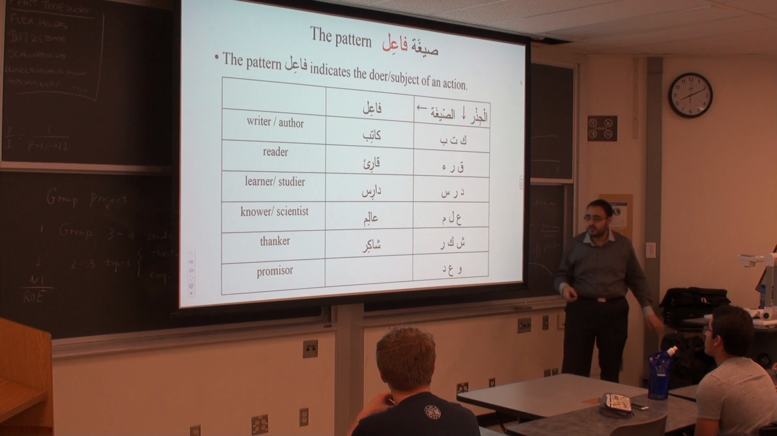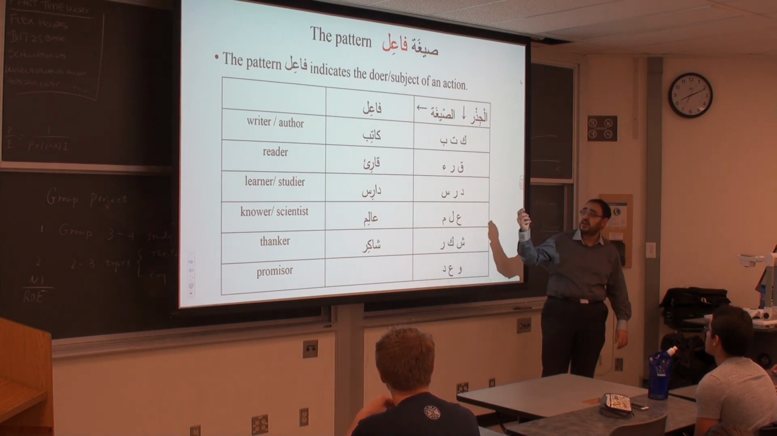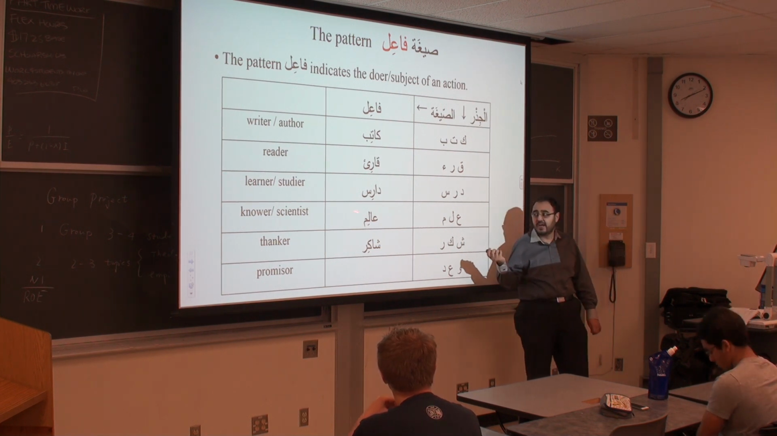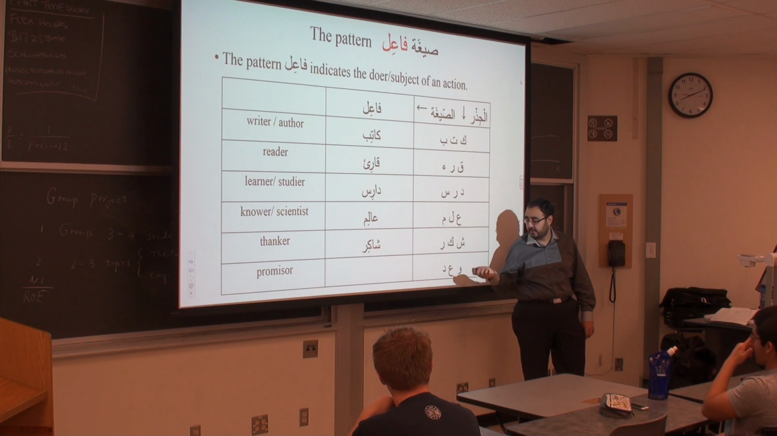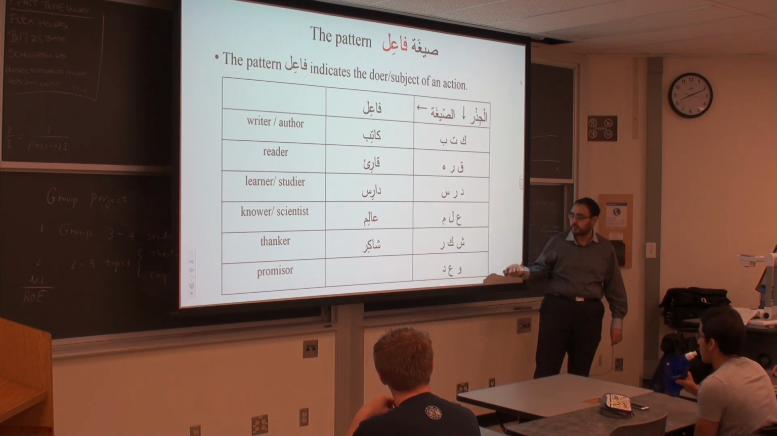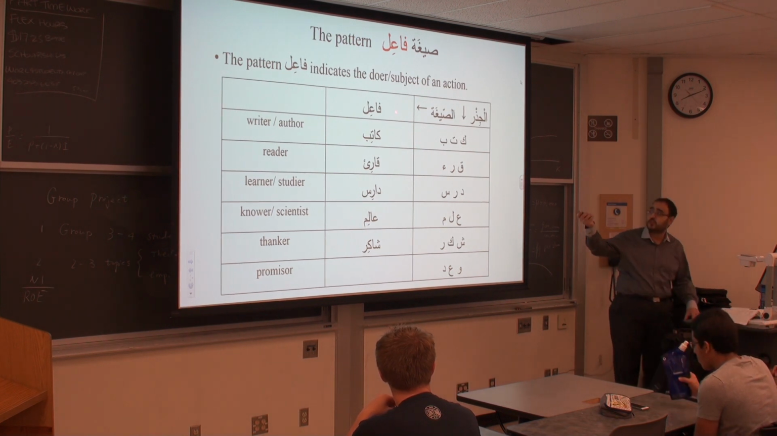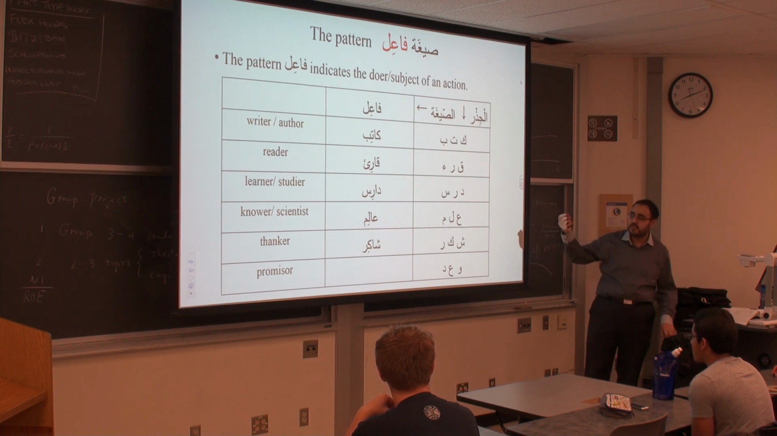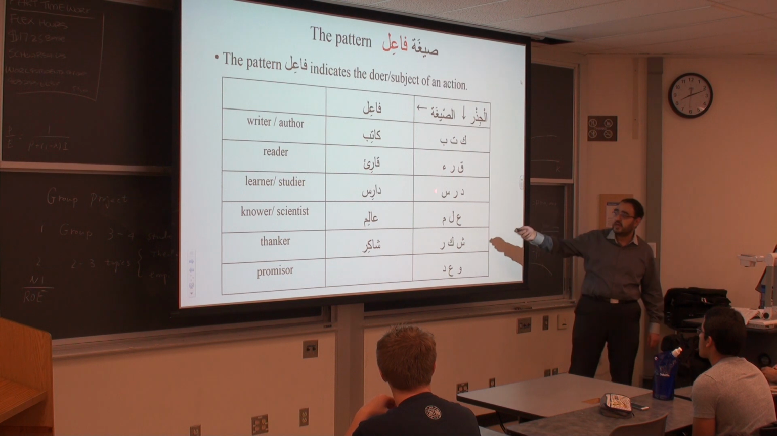واعد, that's it. So they will always have the same morphological weight, which is فاعل: كاتب, writer; قارئ, reader; دارس, learner; عالم, literally knower, this root has to do with knowing; شاكر, thanker; واعد, promiser, this root has to do with promising. So all of the words sharing the pattern فاعل will be the doer of the action. What action specifically will be determined by the root.